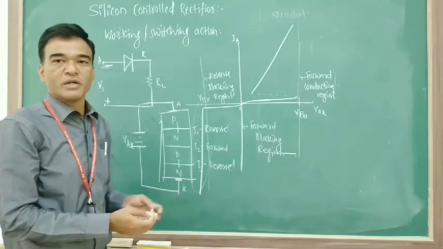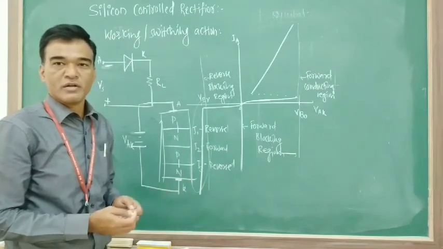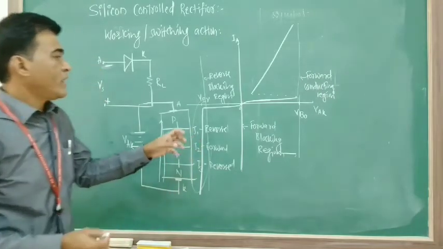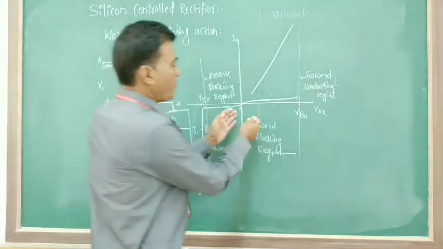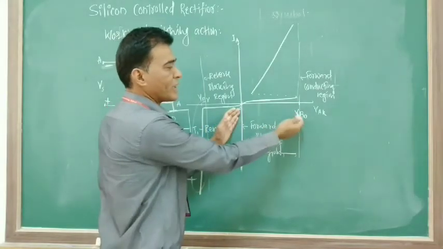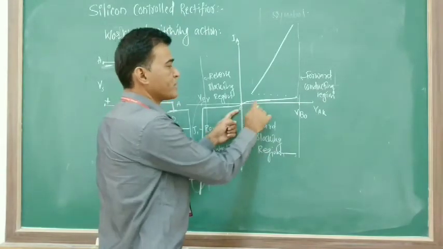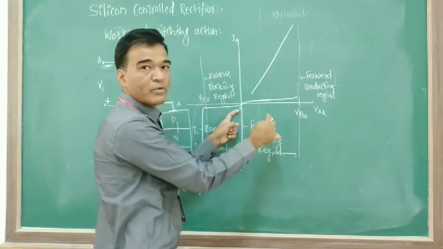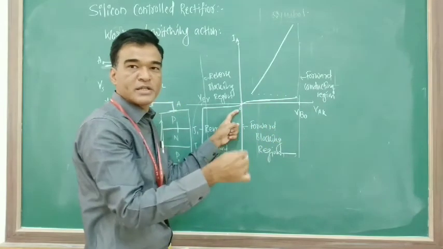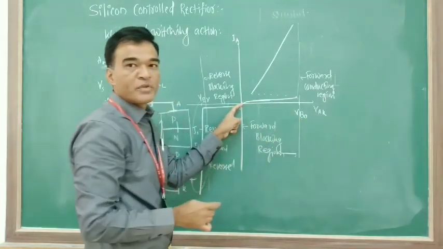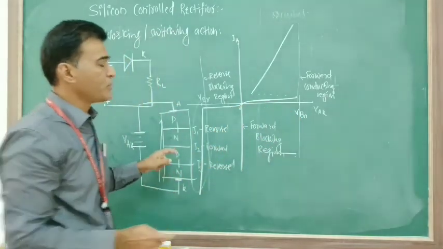This is all about the switching or working of an SCR. When a positive voltage is applied in between anode and cathode, a very small current flows through the thyristor from anode to cathode. So anode to cathode is considered as a positive voltage. The very small current that flows is nothing but the leakage current through the junction J2.